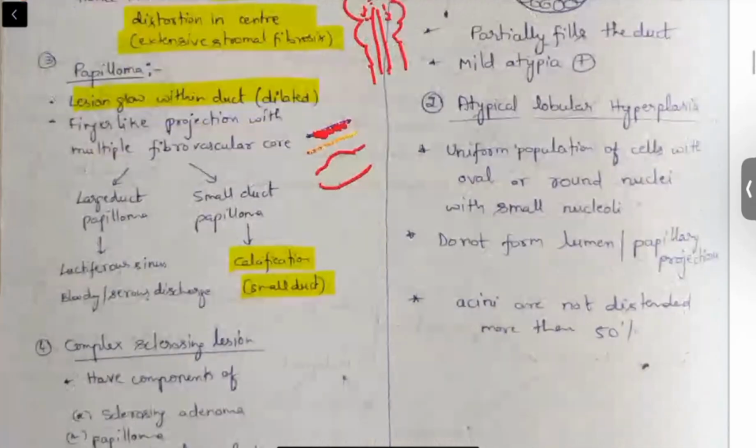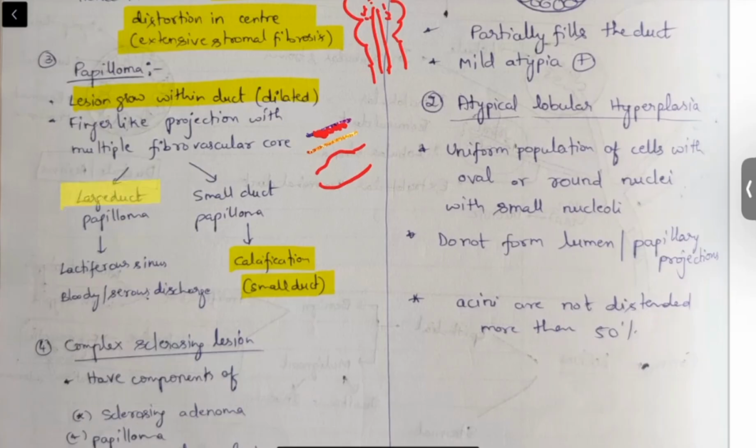If it happens in a large duct like the lactiferous sinus, then usually there will be associated clinical manifestations like bloody or serous discharge from the nipple, and on that basis we can say there might be a papilloma.